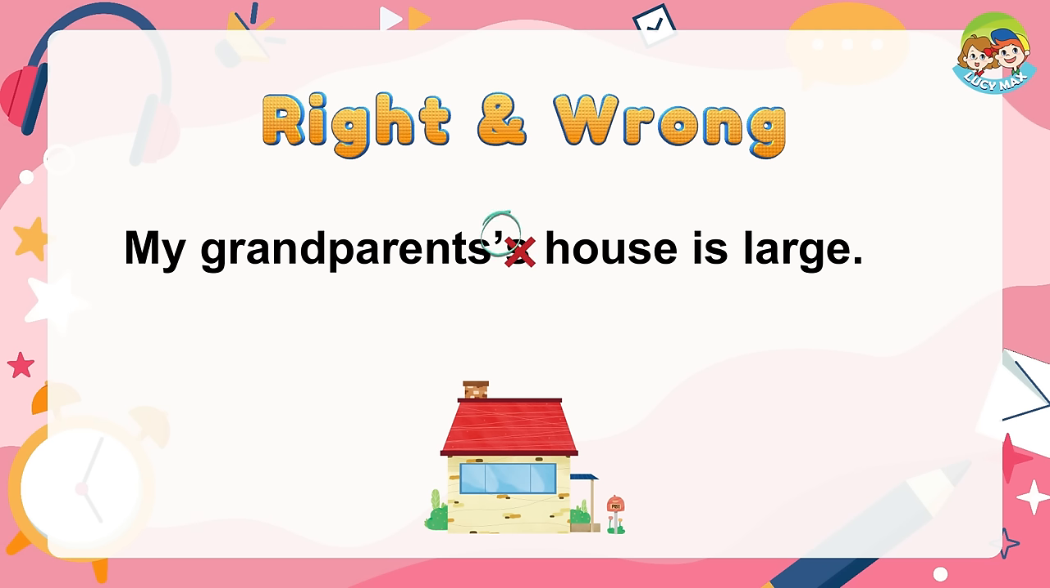A. What is the big mountain's name? B. What is the name big mountains? The answer is A. Adjective comes first, then a noun. In B, name comes before the adjective.